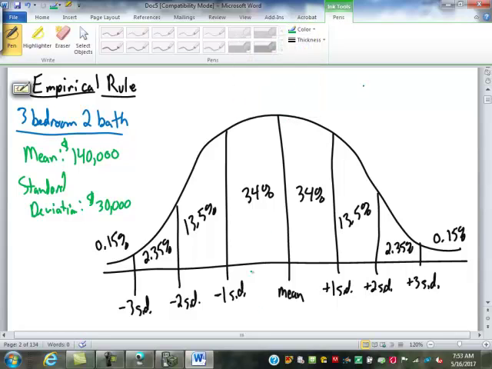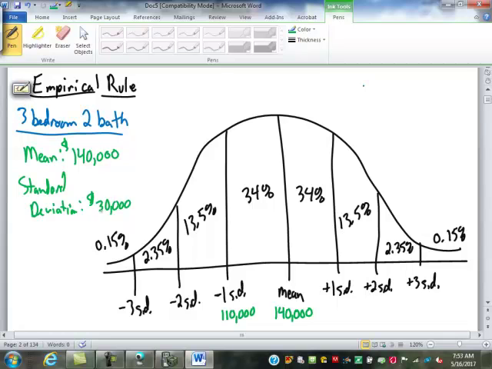Well, that means I can come to this curve now and I can fill in the numbers on the bottom here. What is the mean? Well, 140,000 is what goes in the center. The standard deviation is 30,000. So this number here is going to be the mean minus 1 standard deviation. So 140,000 minus 30,000, giving me 110,000 there. So I'm going to pause. Any questions on where that 110,000 came from?